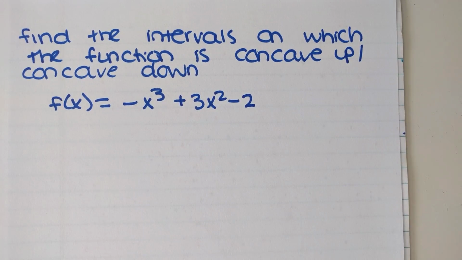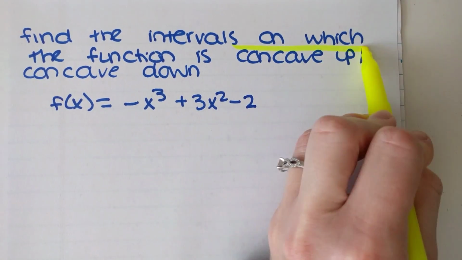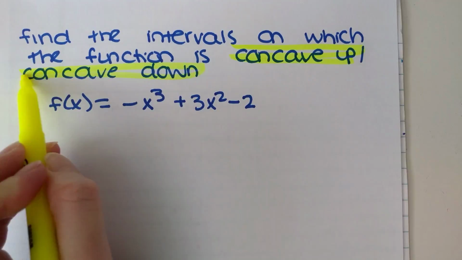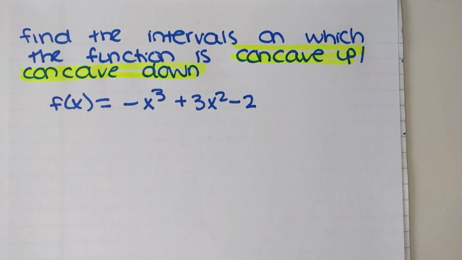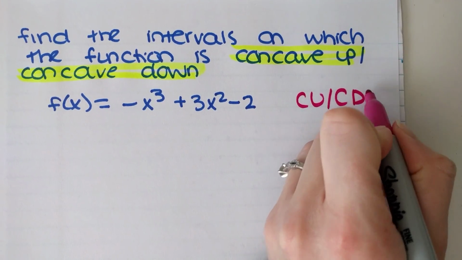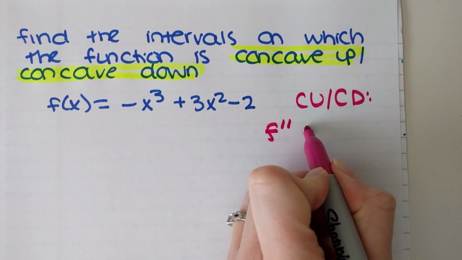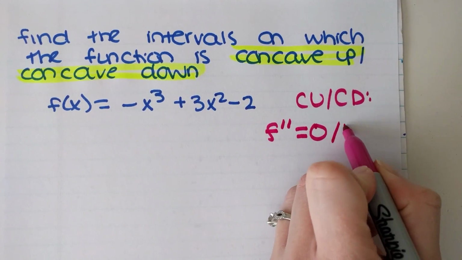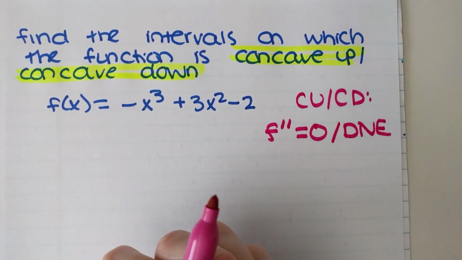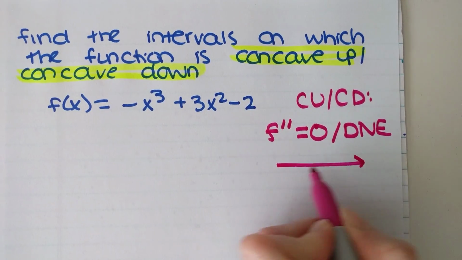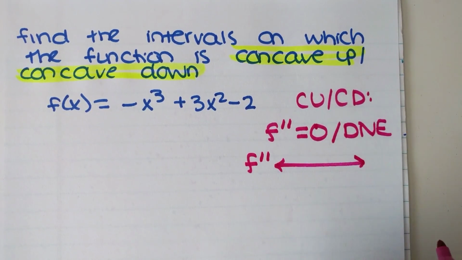All right, so in reading this question, the first words that should really stand out to you are they're asking for where is it concave up and concave down. So when we're talking about concave up, concave down, we are interested in the second derivative, figuring out where the second derivative does not exist or is 0, and then drawing a number line for the second derivative.